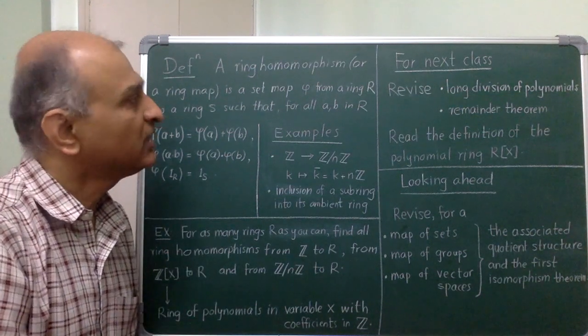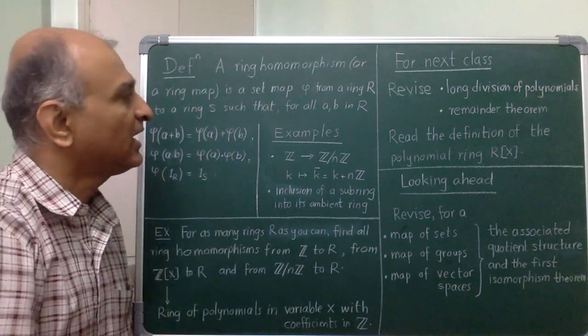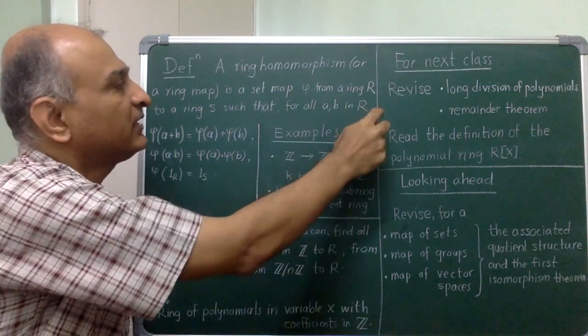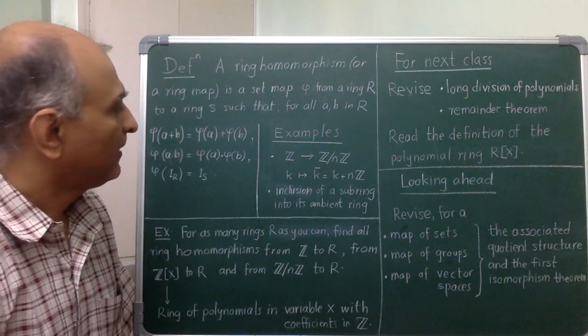And to do so, just take any ring R, any ring S, and define the map phi, taking every element in R to 0 in S.